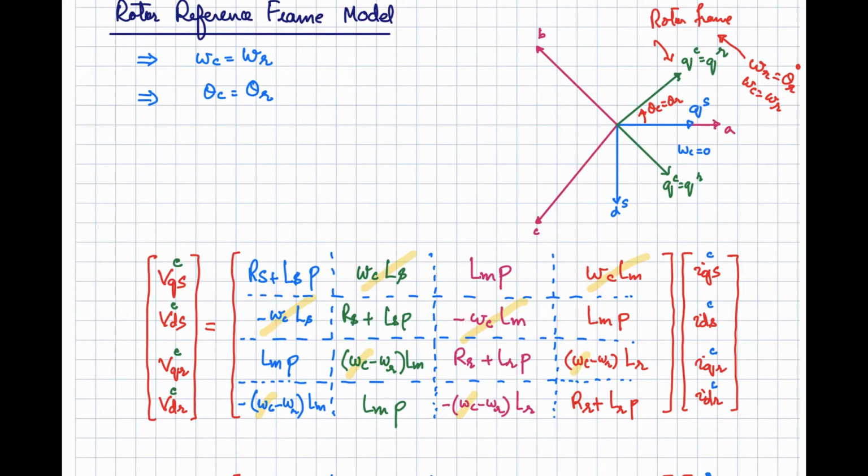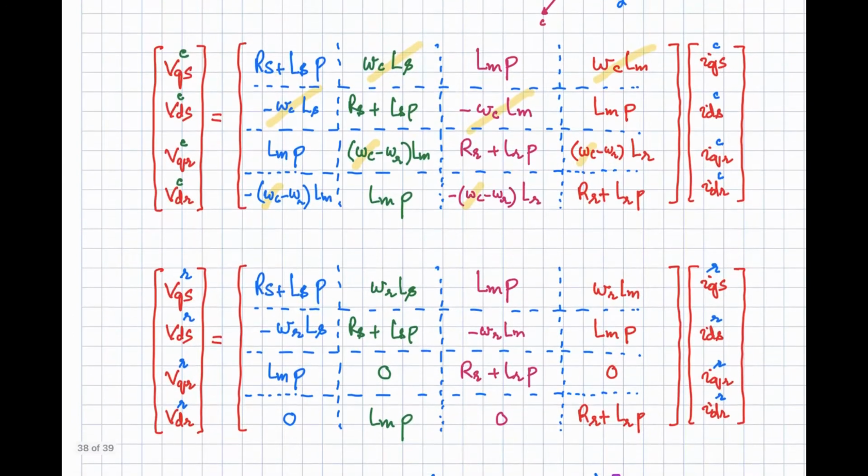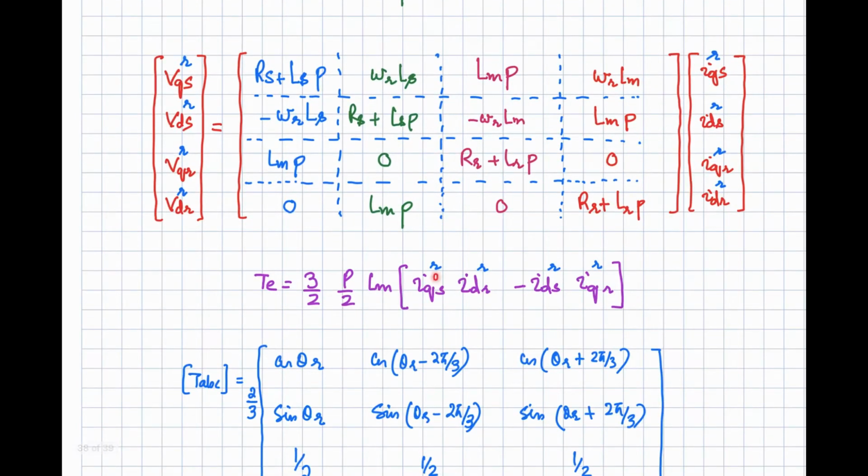And what about this one? This omega c is going to become omega r, so this term is going to become 0. This one, this one, this one, and this one. So these four terms will become 0. Their contribution will become 0 in the rotor frame of reference. So in the rotor frame of reference, the matrix that relates the currents with the voltages will be given by this matrix. Here you can see the updated terms, right? And similarly, your torque equation will be updated. You will be considering the rotor frame of reference quantities.